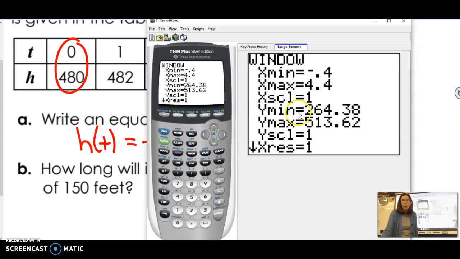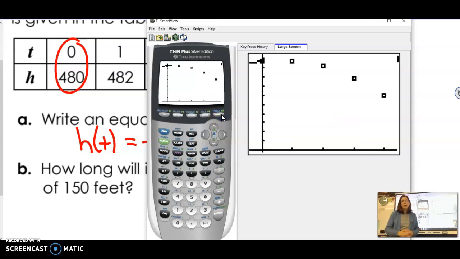The problem is my Y minimum went only down to 264 because it fit the data. I need to see lower than that. I need to see down to 150. In fact, I'm just going to put like -5 because I just want to see all the way till it hits the ground. And I'm going to go up by 50s because I see this is a really wide range. So instead of going up by 1s, I'm just going to go up by 50s. So I'm going to hit graph. You'll see our data coming in.